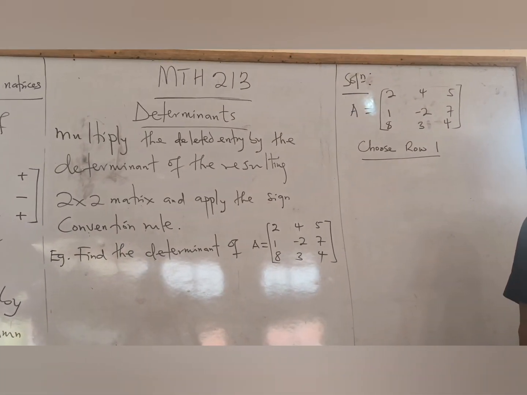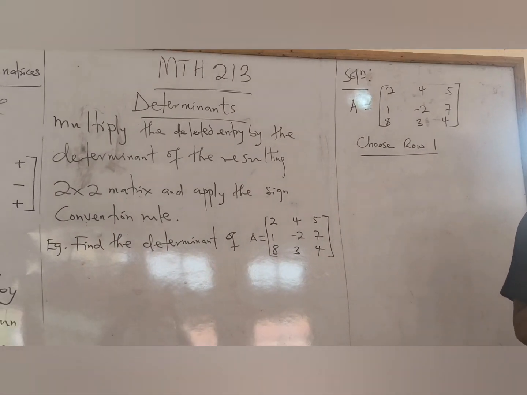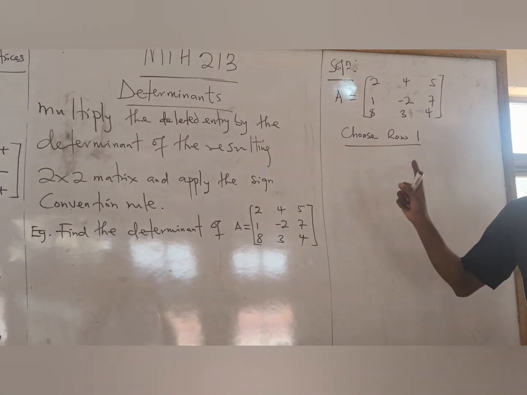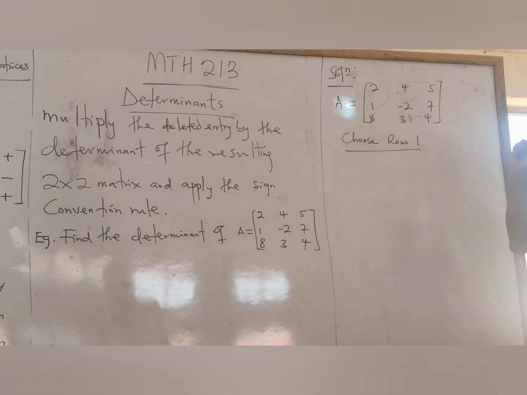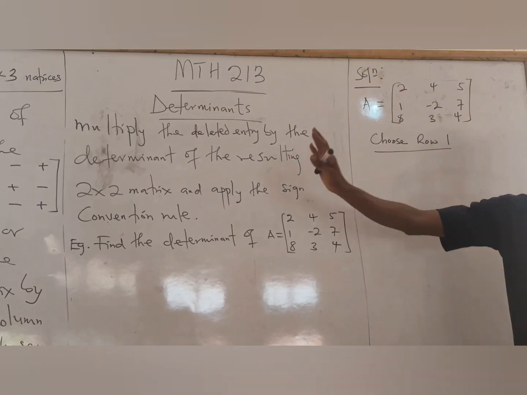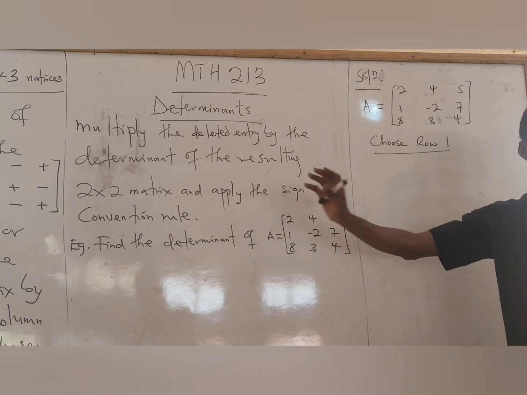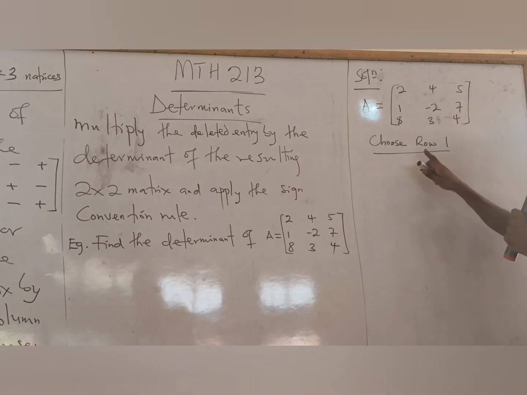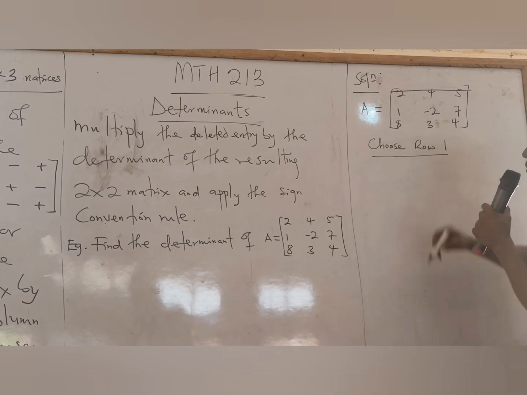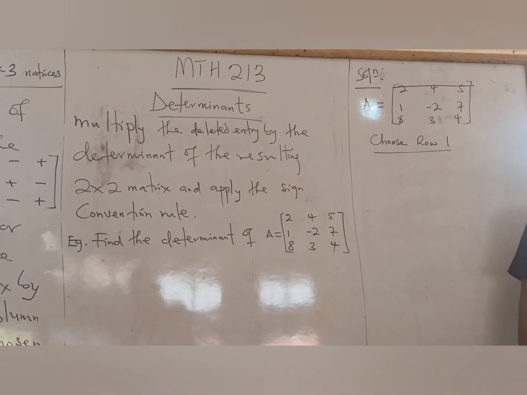Can you see? Don't write, please. Watch. This one is a little complicated. Choose row 1. So let's see how we find the determinant of this matrix by choosing row 1. We know the sign convention rule, so leave it there. Then we are choosing row 1. So where is row 1? This is row 1.